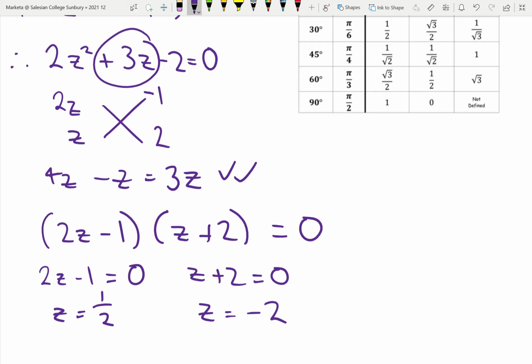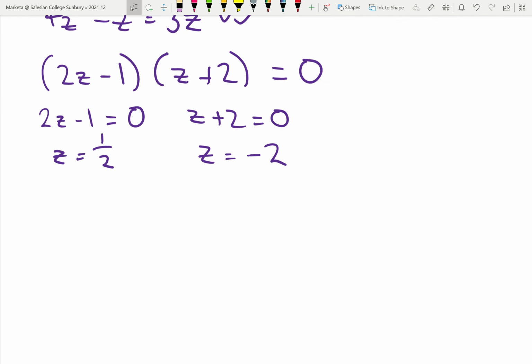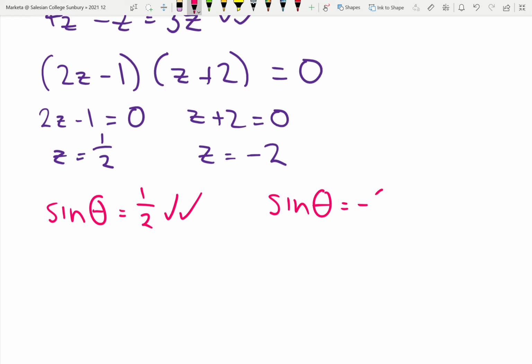Where it doesn't make sense is if we're dealing with our trig, and I'll show you why, our unit circle, because, well, if we have z equals half, that means sine theta equals half. And well, that works. We can solve for that, and we will in a minute. But here, if we say sine theta equals negative 2, well, that doesn't work. And the reason being that if you have a unit circle, the radius of the unit circle is 1.